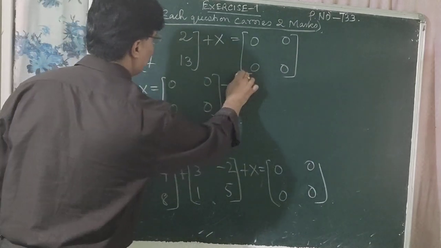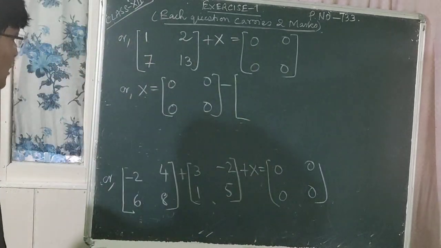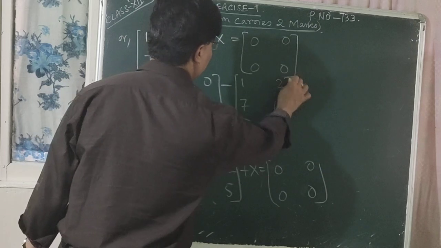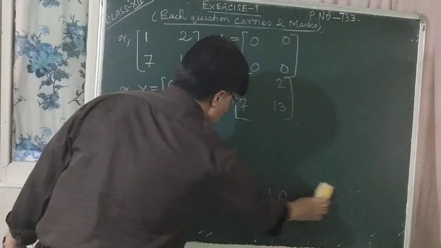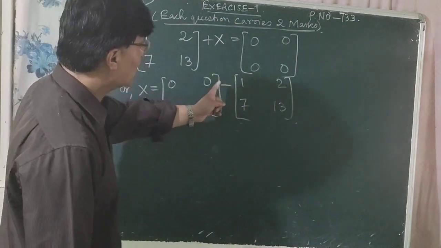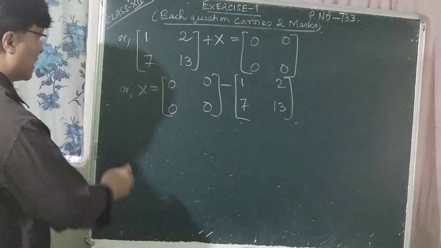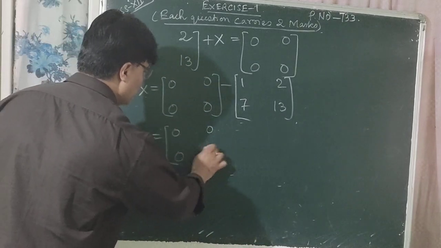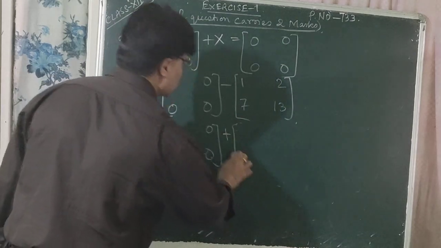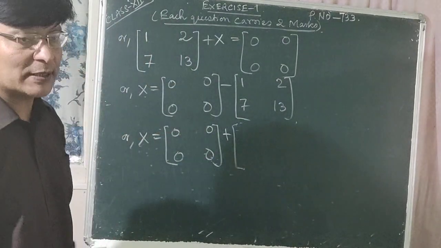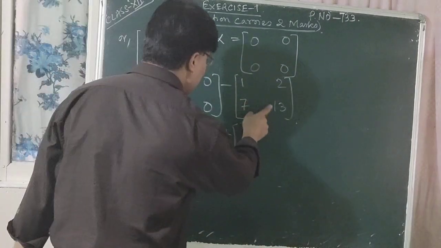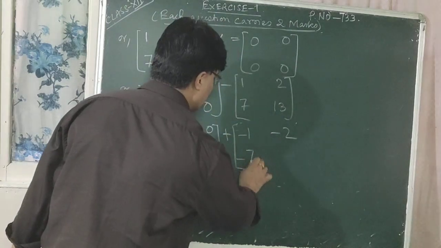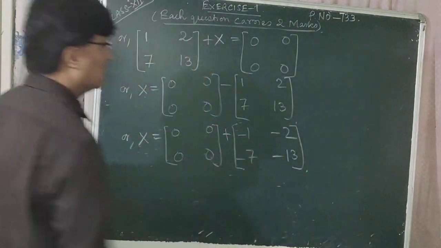This is the normal matrix minus, then what do we write? So it is 1, 2, 7, 13, right? So minus means this is minus 1. This minus 1 is the scalar multiplication of this second matrix, isn't it? So x is equal to 0, 0, 0, 0, then plus. Now minus 1 is the scalar multiplication of that matrix. So you multiply all the elements by the scalar minus 1. That is minus 1, minus 2, minus 7, and minus 13.